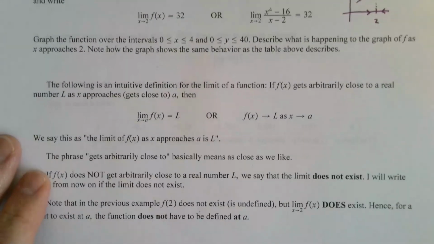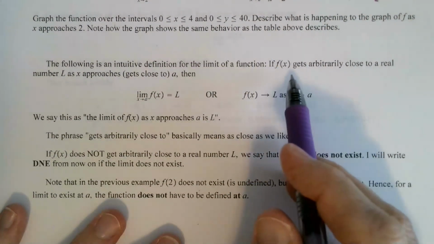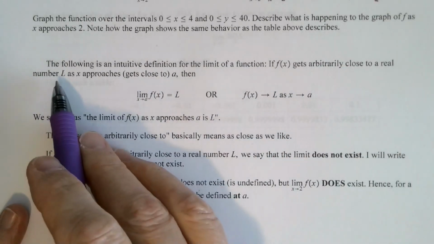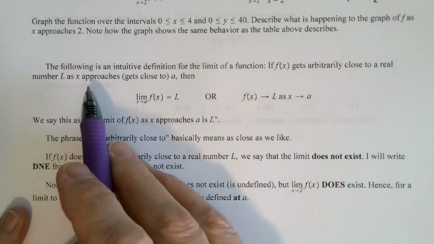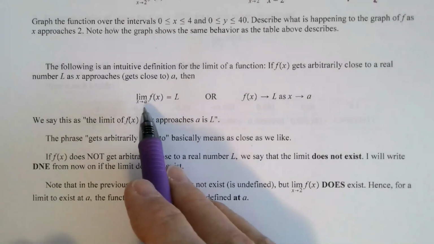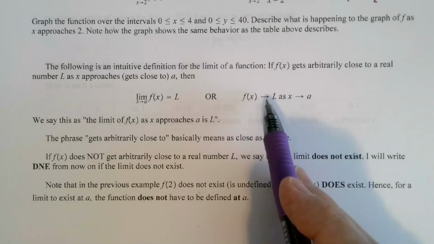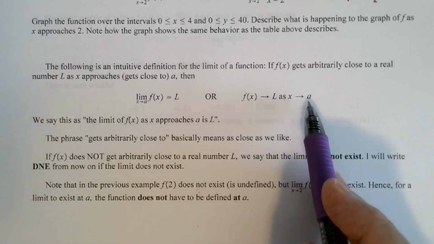So here's the intuitive definition for the limit. If the function f of x gets arbitrarily close to a real number L, which was like our 32 up above, as x approaches or gets close to a, which was like our 2, then we write the limit as x approaches a of f of x equals L, or f of x arrow, which means approaches L as x approaches a.